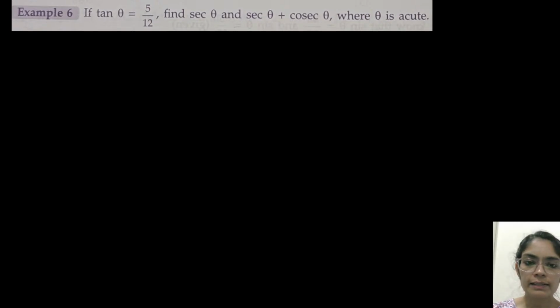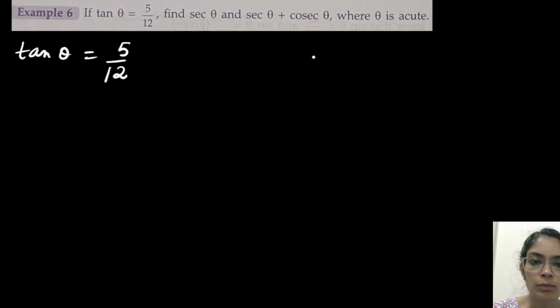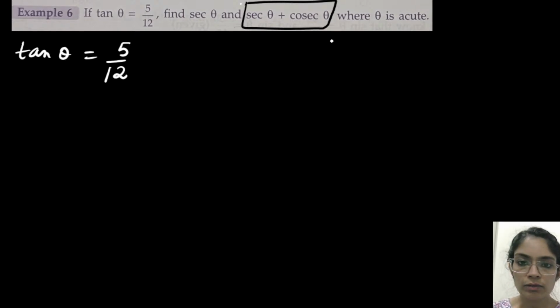In the next question, again a similar type of question, but in this question we don't need any figure. It's given that tan theta is equal to 5 by 12, and we have to find the value of secant theta plus cosecant theta. So first we have to find the value of secant theta and cosecant theta, and after that we can just add them.